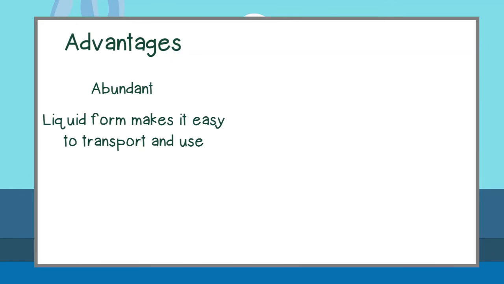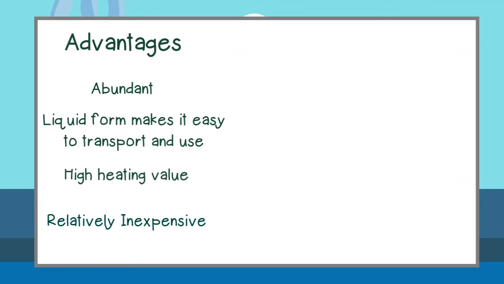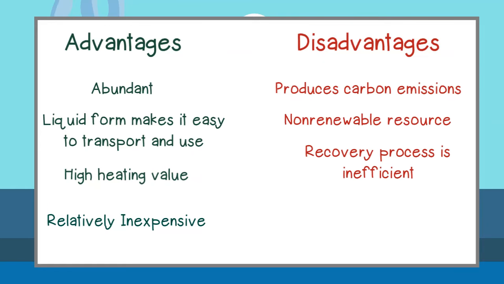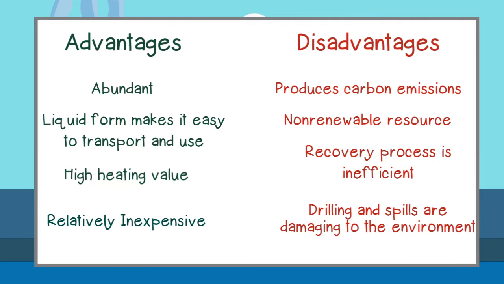The advantages of petroleum include it being an abundant energy source. Its liquid form makes it easy to transport and use. It has a high heating value, and it is relatively inexpensive. The disadvantages of petroleum include that burning oil or its products produces carbon emissions, oil is a finite resource, and oil recovery processes are not extremely efficient. Another couple of disadvantages include that drilling oil endangers the environment and ecosystems, and that oil spills cause severe ecological and environmental damage.